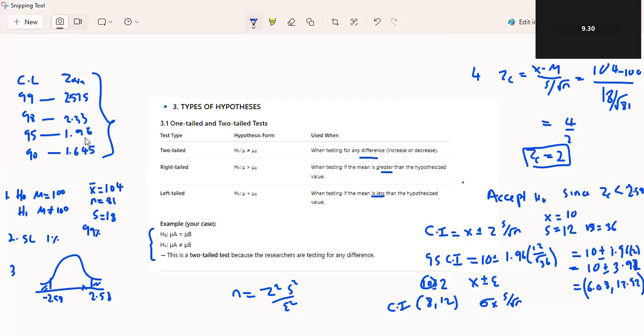Okay, so we end here. The next class we're going to look at how to calculate the difference between two samples. Then we'll be able to answer our second question in the term test.